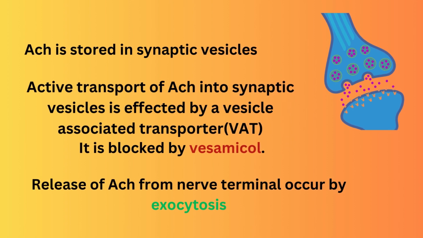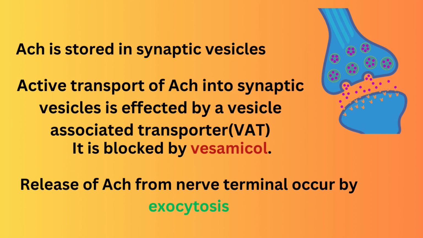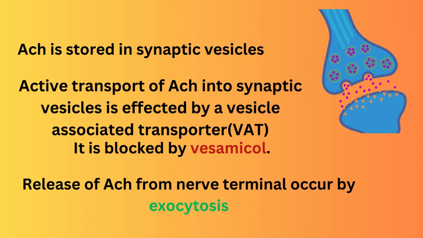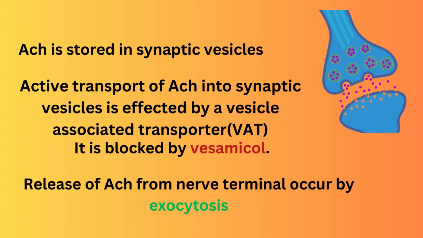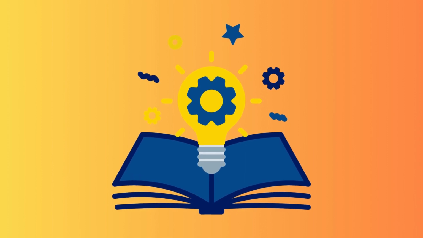This formed acetylcholine is stored in synaptic vesicles, which it enters through the vesicle-associated transporter, VAT, and this process can be inhibited by a chemical called vesamicol. Acetylcholine is released from the nerve terminal by a process called exocytosis. Hope you understand the synthesis, storage, and release of acetylcholine.